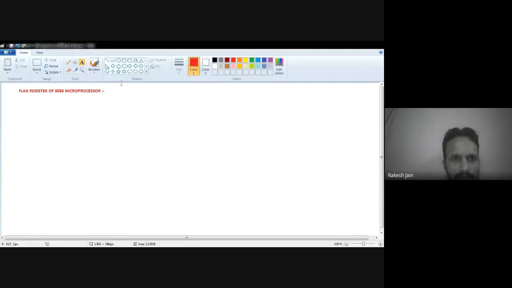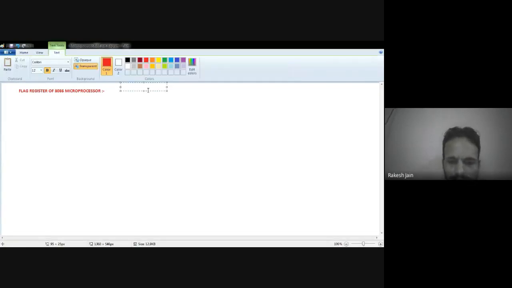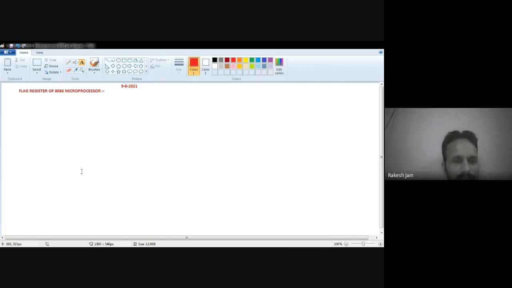Here I have mentioned today's date also. Today is 9th June 2020. So, flag register of 8086 microprocessor. In the 8085 microprocessor, there were 5 flags: sign flag, zero flag, auxiliary carry flag, parity flag, and carry flag. But in the case of the 8086 microprocessor, there are 9 flags. 6 flags are status flags, and there are 3 more flags: direction flag, interrupt enable flag, and trap flag. So there are a total of 9 flags.